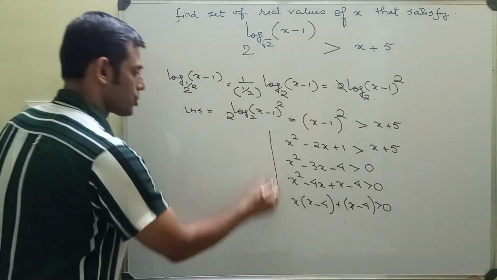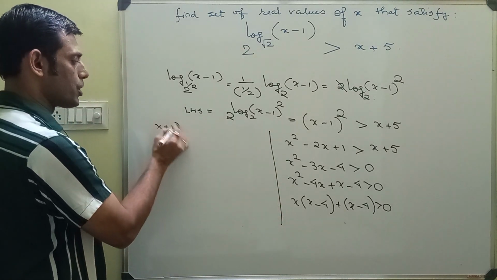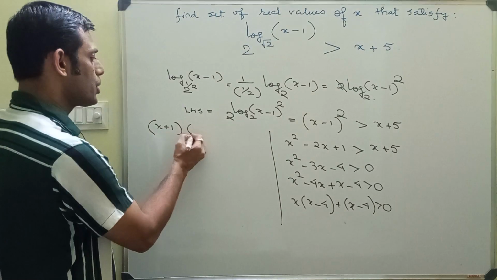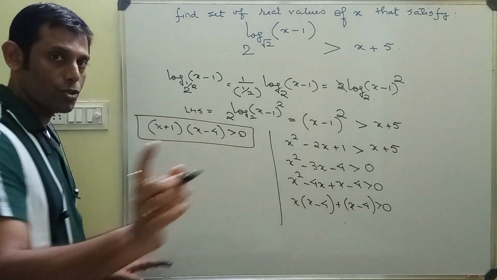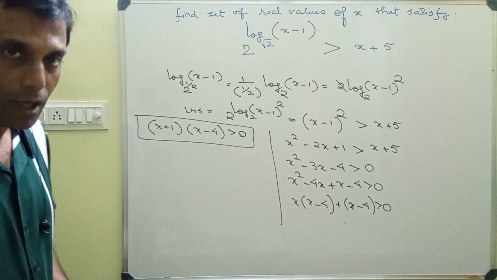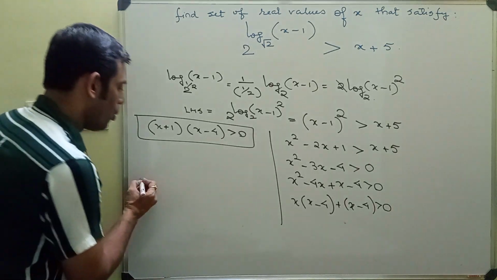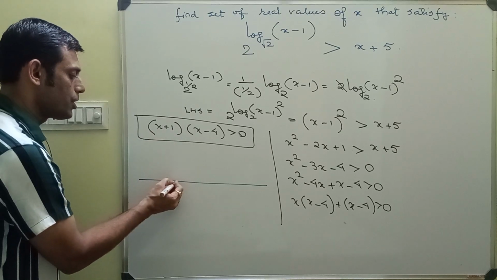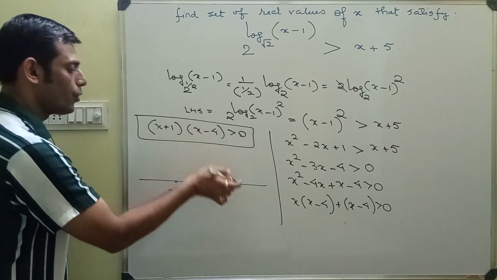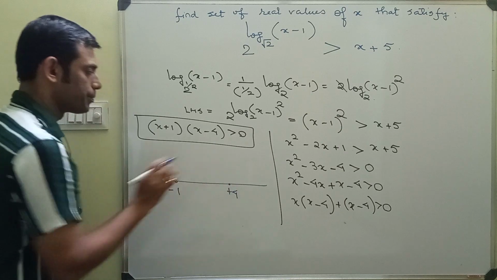How do we solve this? That makes x plus 1 into x minus 4 greater than 0. How do we solve this? Very simple. Now here is another way we can solve an inequality. On the number line, plot the roots. The roots of this is minus 1. The root of this is plus 4.